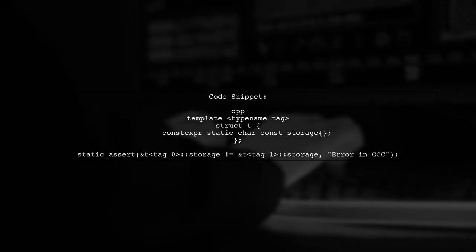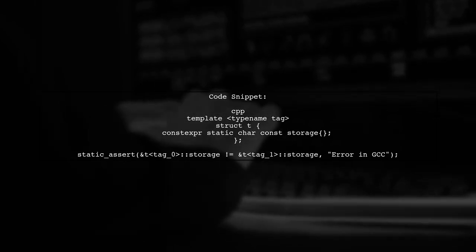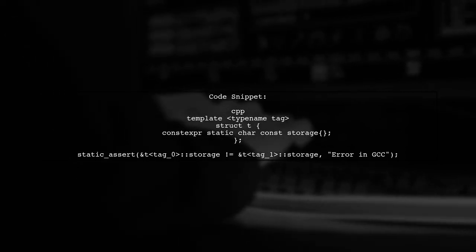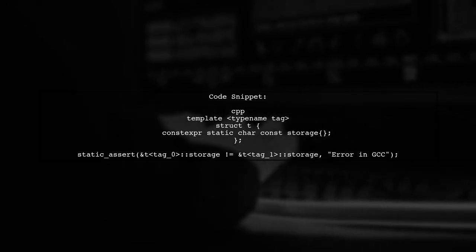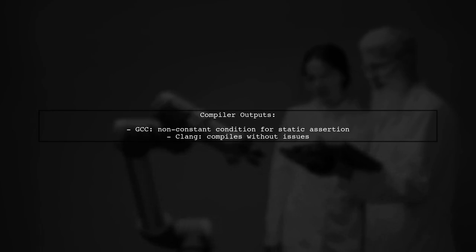In the provided code, we define a template struct with a static constexpr member. The static asserts check for uniqueness between different types, but GCC throws errors for certain assertions. The errors indicate that GCC does not recognize the comparison of addresses as constant expressions, while Clang does. This discrepancy highlights differences in compiler compliance with the C++ standard.